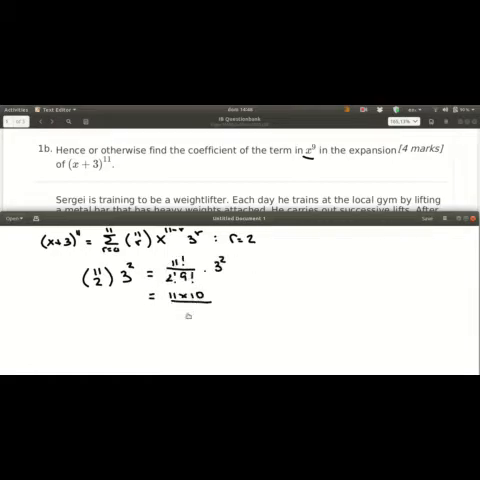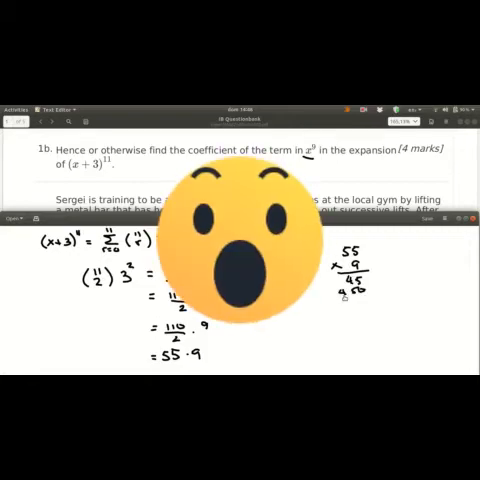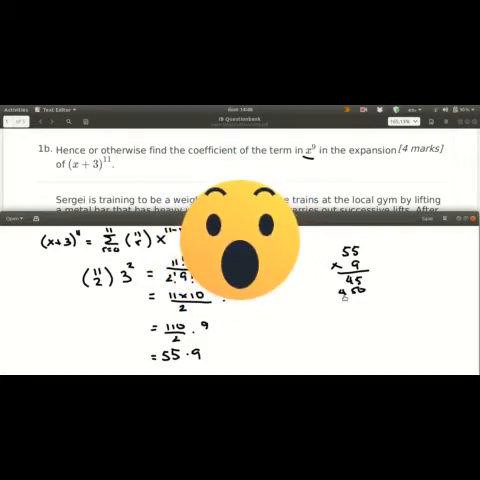Hence or otherwise, find the coefficient of the term in x to the 9th in the expansion of (x + 3) to the power of 11. Using the binomial theorem, we can see that the exponent of x is 9 when r is equal to 2. So we plug in r equals 2 into the formula and solve the expression. Remember, the coefficient is only the number, so we forget about the variable part. This was a common mistake in the exams.